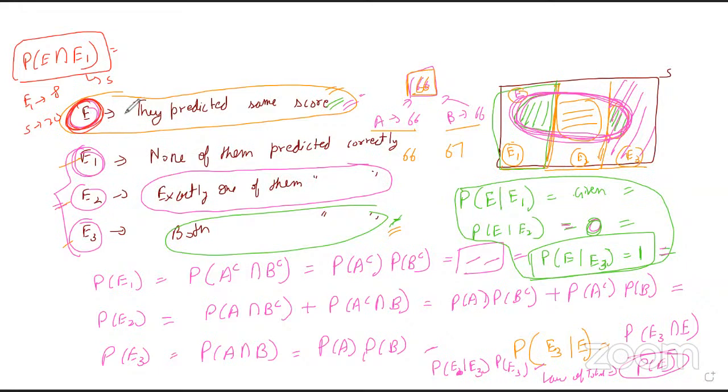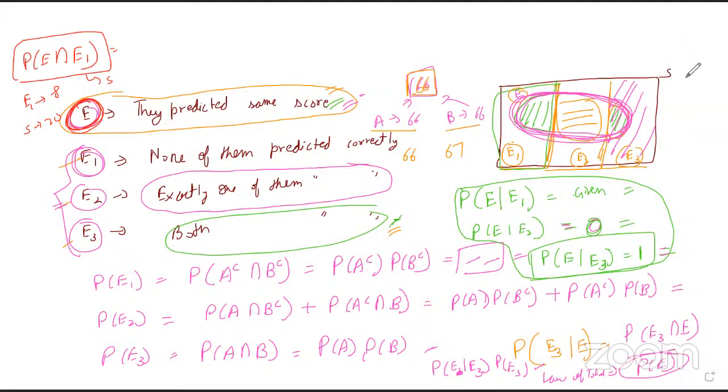Probability of the same wrong score. Will it not be 5 by 20 instead of 5 by 8? If they had mentioned the probability of the same score given that they gave the wrong score, then it will be 5 by 8. Otherwise, it will be 5 by 20. Will it not be 5 by 20, sir?